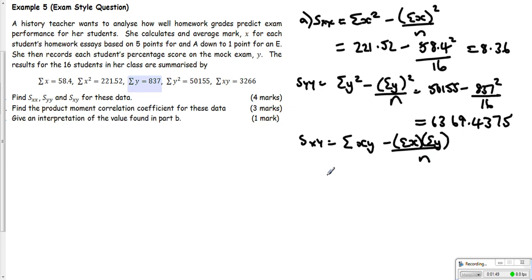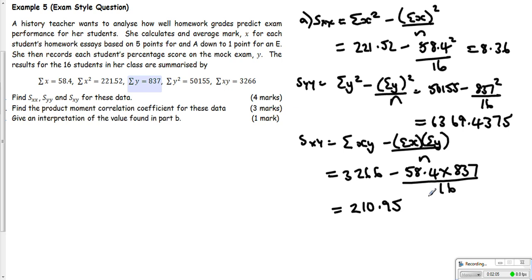Sxy, write out the formula, values in the correct places, so it's 3266 minus 58.4 multiplied by 837 over 16, and if you work that one out, it comes to 110.95.